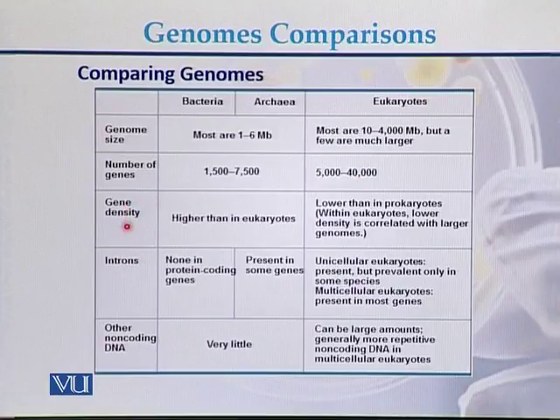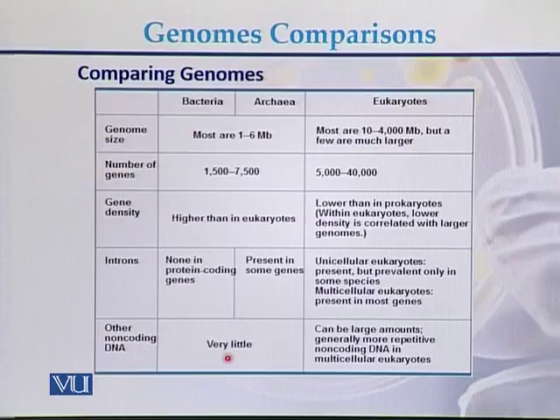When we compare gene density, gene density is higher in prokaryotes than in eukaryotes. In prokaryotes the gene density is high, while in eukaryotes the gene density is low. When we compare introns, there are none in protein-coding genes of bacteria, while in archaea they are present in some genes. In eukaryotes, introns are present in some unicellular species, while in multicellular eukaryotes they are usually present within the genes.